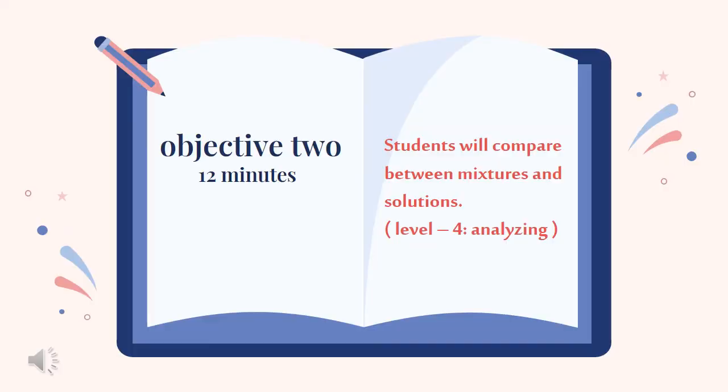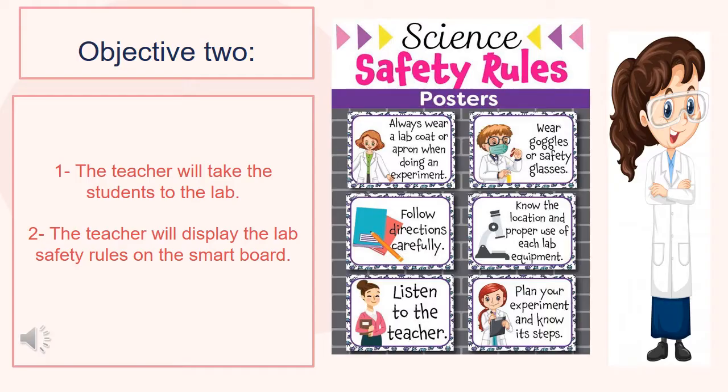Then the teacher will move to the second objective, which is: students will compare between mixtures and solutions. This objective is in the fourth level of Bloom's taxonomy, which is analyzing, and it will take 12 minutes of the class time. For this objective, the teacher will apply a discovery learning strategy, a questioning strategy, and a critical thinking strategy.